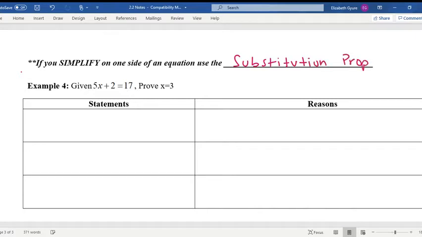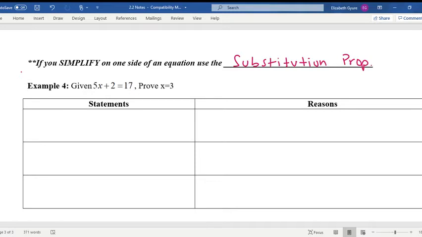So if you combine like terms or reduce a fraction, something like that, we're going to call that the substitution property because technically what we're doing is substituting an equivalent value in. And we'll see that in a second. So first example, we are given that 3x plus 2 equals 17. We want to prove that x equals 3.